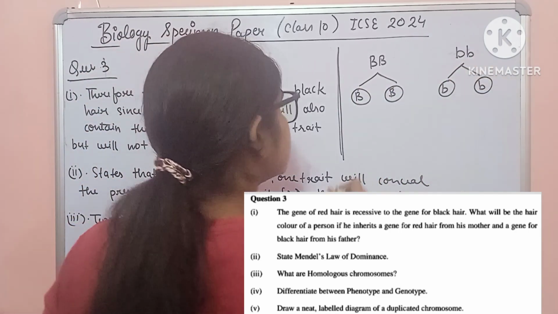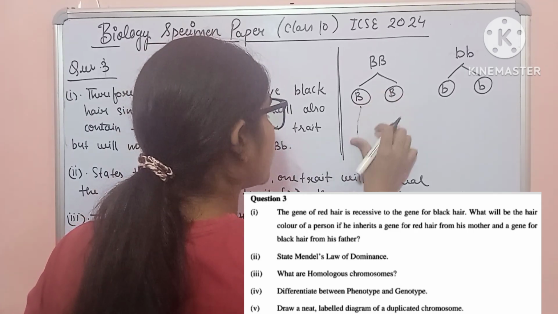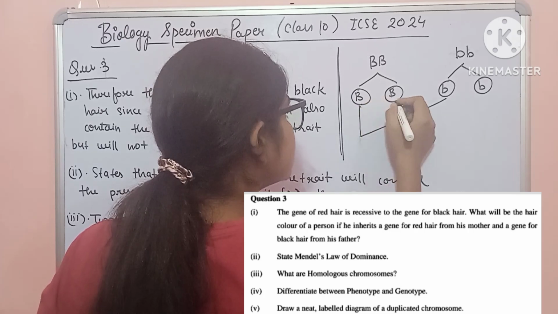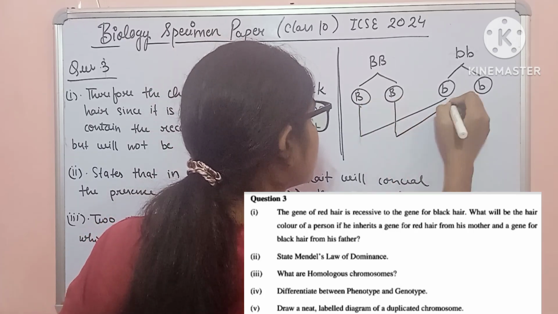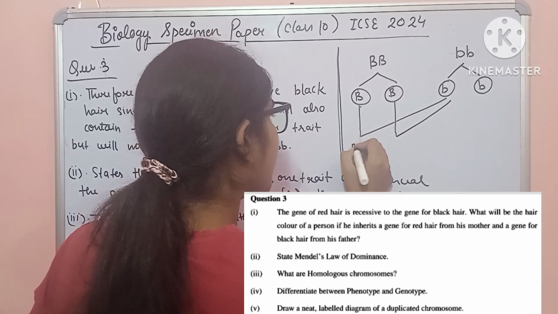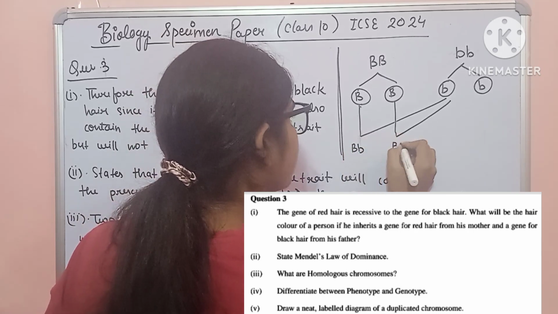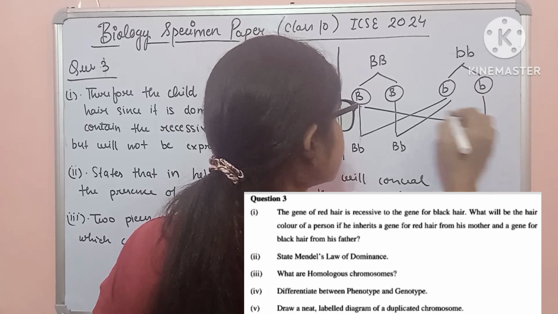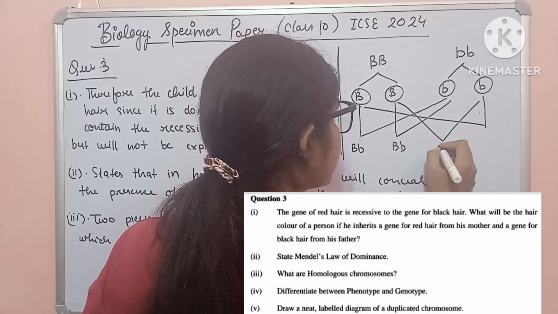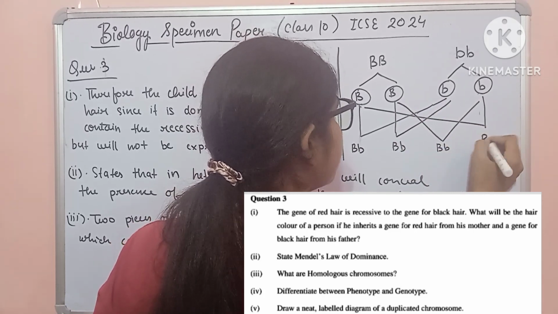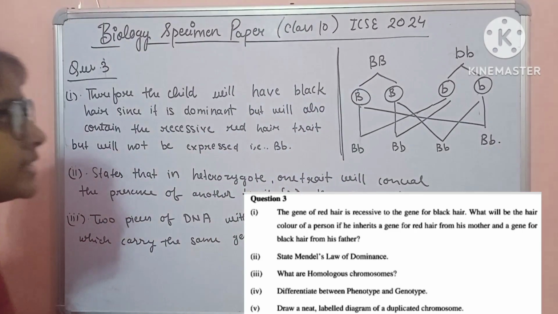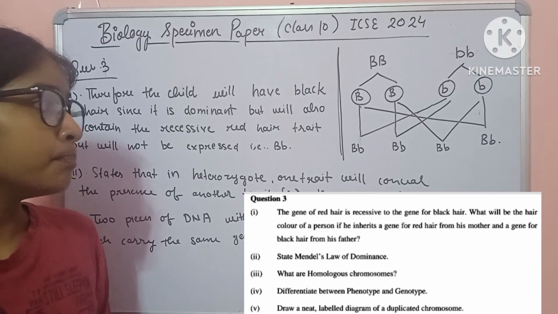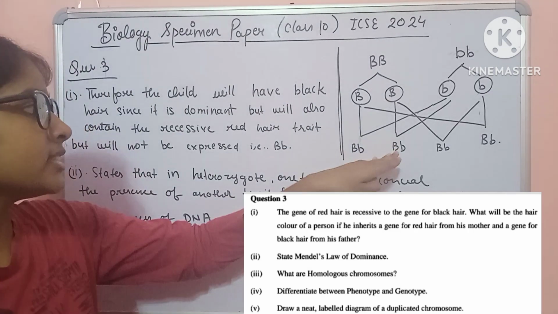This and this. See what will happen. This here and this with this. Okay, so it will have BB and it will have BB. Okay, once again. This with this, and so it will also have BB. Okay, so you can see all the children are dominant, but each also contains a recessive allele.